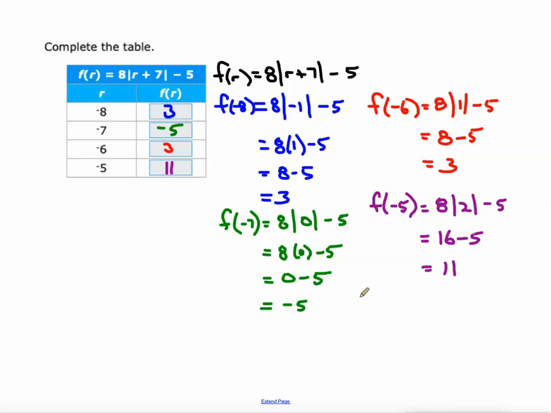Did we mess something up? We did not. Okay, negative 7 plus 7 is 0. The absolute value of 0 is 0. 0 times 8 is 0, and 0 minus 5 is negative 5. So we did that right.